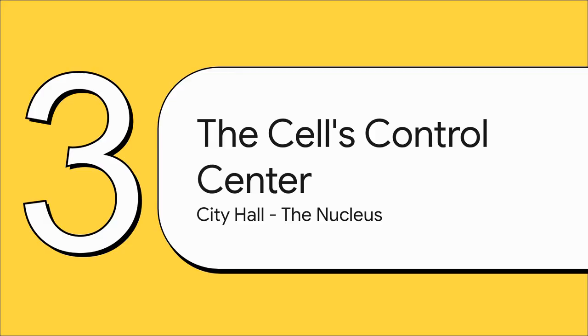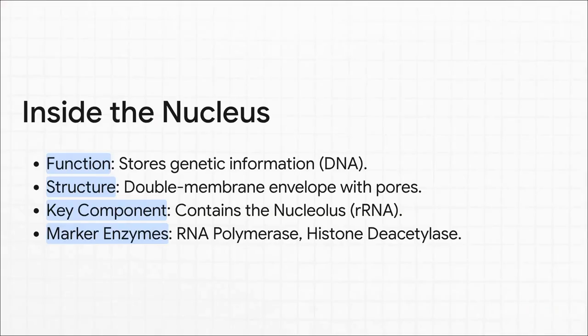Our first major stop is the biggest and, honestly, the most important district of them all, the nucleus. You can just think of it as City Hall. It's the central command, where all the big decisions are made and all the orders come from. So what's inside City Hall? Well, it holds the city's most precious asset, the DNA. This is the master blueprint for absolutely everything the cell does, all neatly packed up into chromosomes.